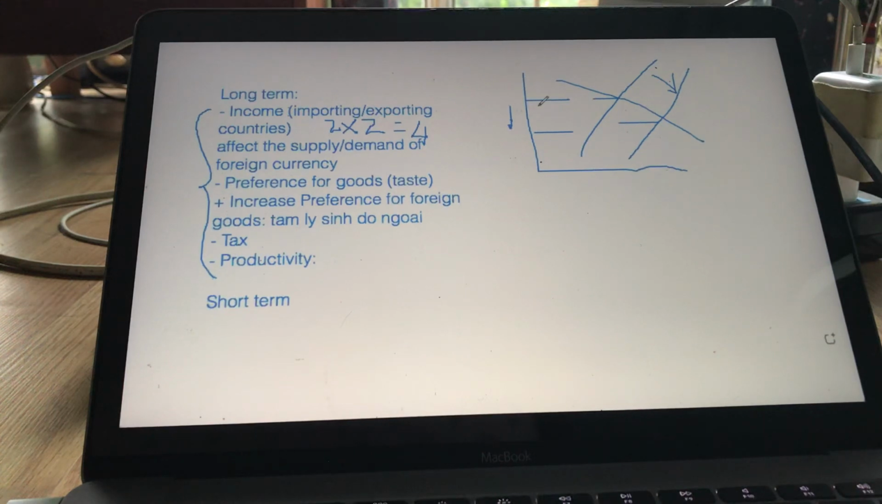And please use a graph to see whether the change in the income leads to a decrease or increase in the exchange rate. And you do the same for the rest three. Is it clear for the homework?